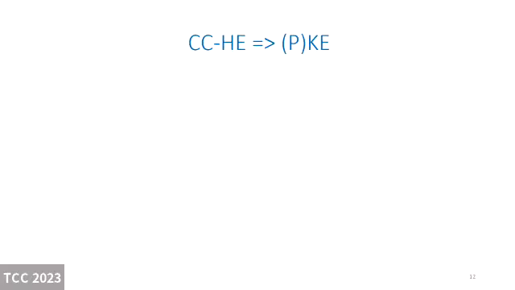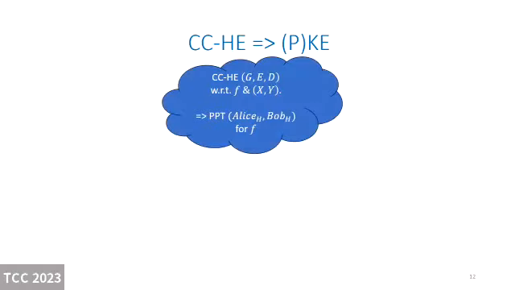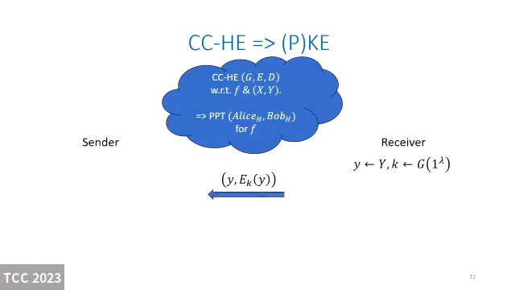Okay, so let's take a look, for example, at a non-interactive key exchange protocol that can be used to construct the PKE scheme. And this is a generalization of a Rothblum construction. So we start with a private key CCHE scheme with respect to some function and input distribution. And by the CCHE definition, there exists some protocol in the homomorphic setting for the function. So now the receiver samples an input for Bob, y, and a private key k, and he sends the public key and the encryption of y.